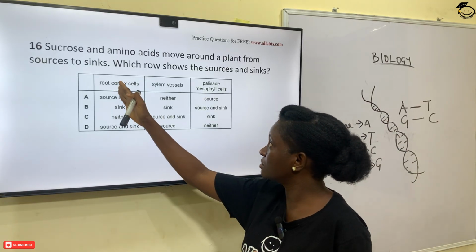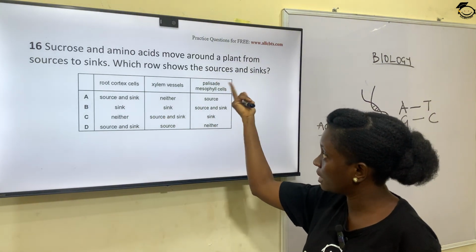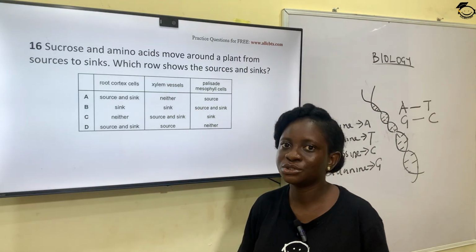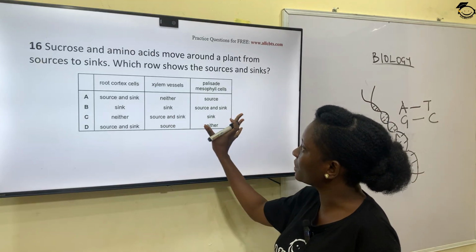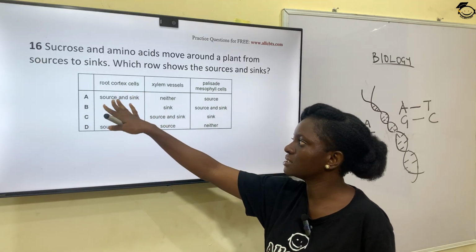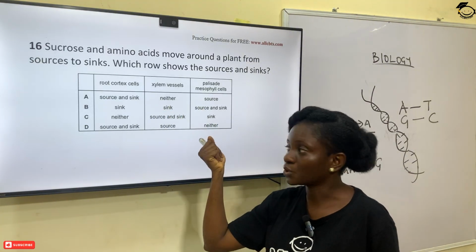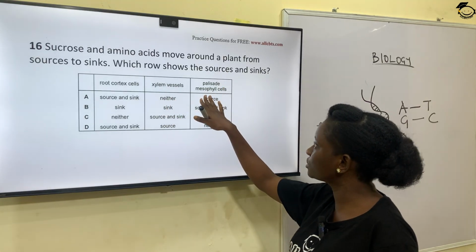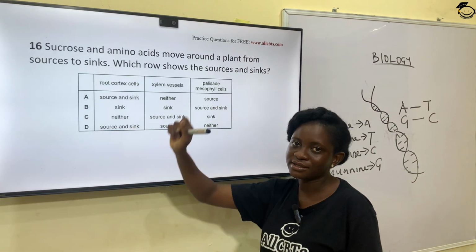Like I said, roots store and also produce, while mesophyll cells only produce, they don't store. But xylem don't store and they don't produce. So from the table here, we can see that option A is the correct answer. Roots, cortex cells, they are source and sink, they transport food, nutrients, and they also store. But xylem only transports water, so it doesn't apply here. Then mesophyll cells are present in leaves, they produce food. So option A is the right answer.